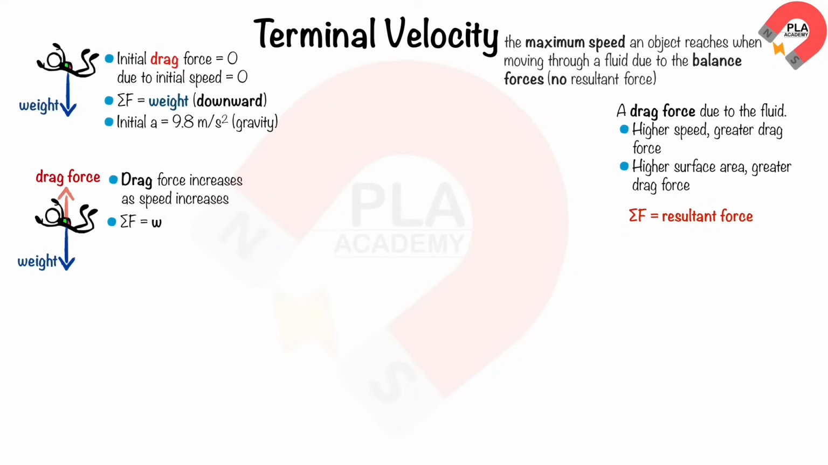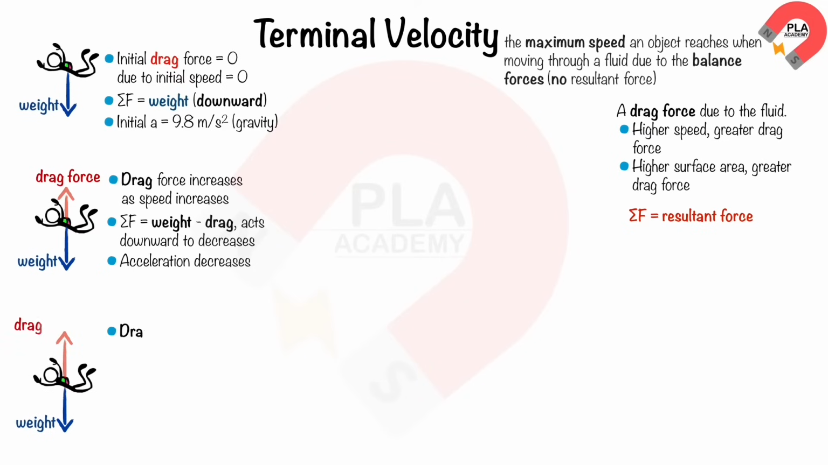The resultant force is equal to their weight minus the drag force, which acts downward and decreases. This causes their acceleration to also decrease as the drag force increases until it equals their weight. The resultant force is then zero. Since their acceleration is also zero, their speed is constant. This is called terminal velocity.